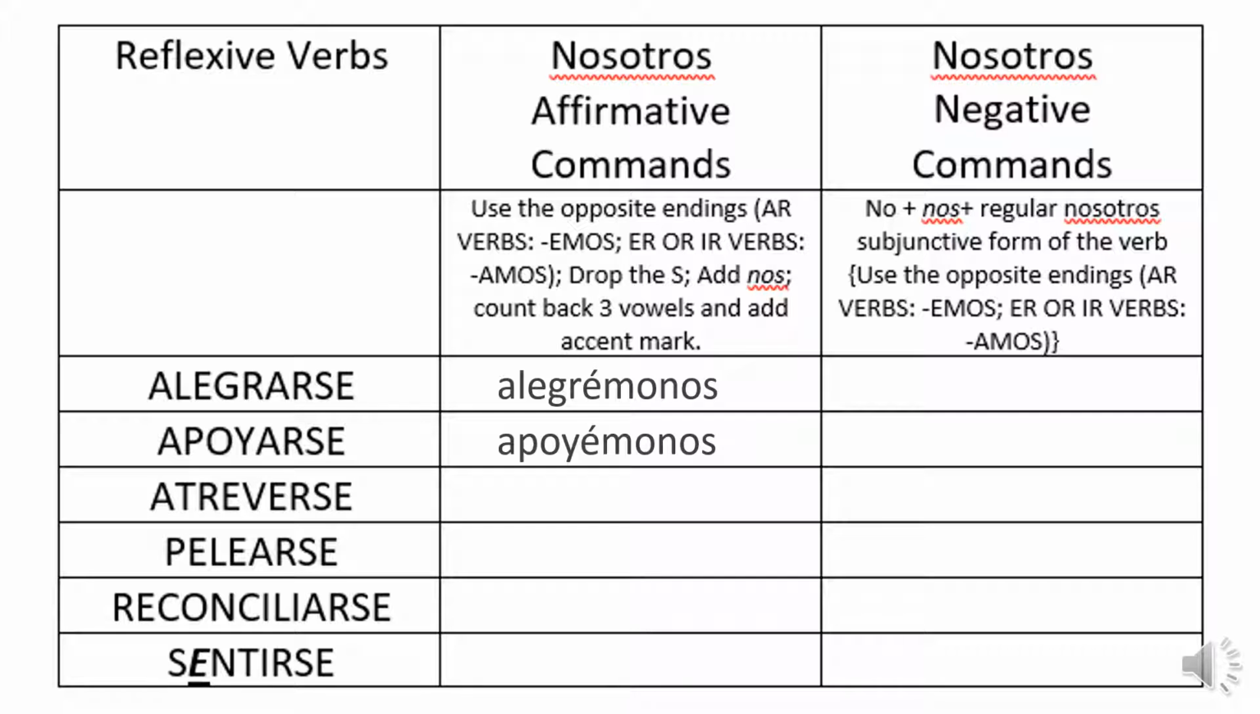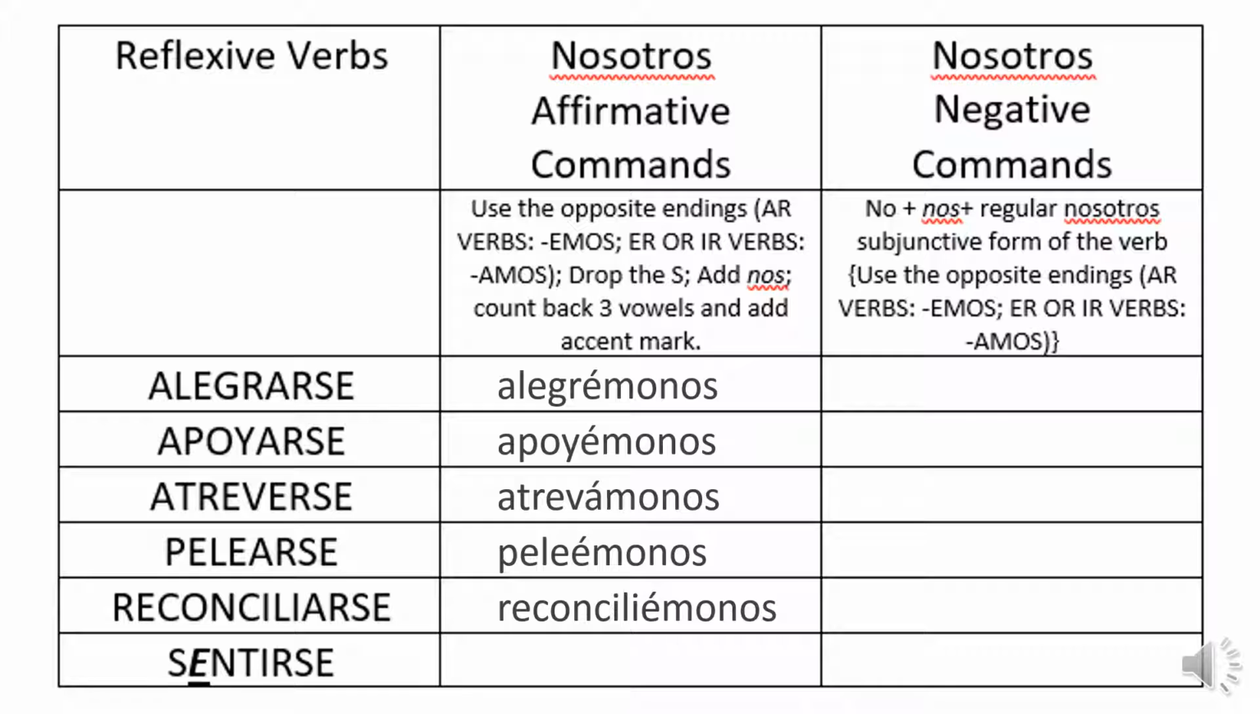Now, atreverse is an ER verb, so instead of EMOS, we're going to use AMOS. Drop the S, add nos, count backwards to find our accent mark, atrevámonos. Pelearse is an AR verb, so we're back to EMOS for our ending. Peleémonos. Reconciliarse becomes reconciliémonos.